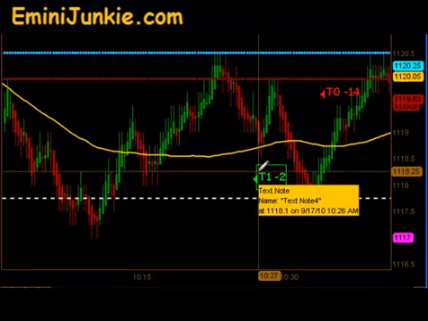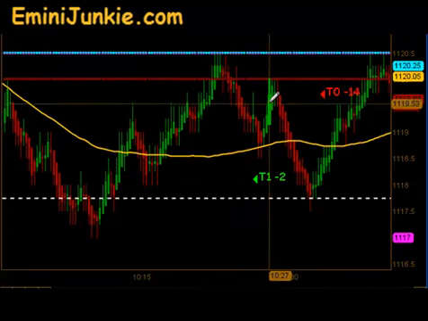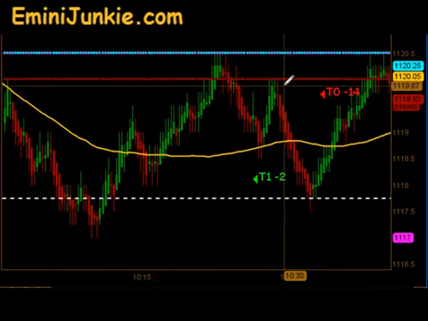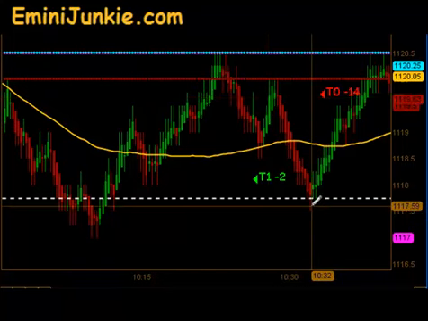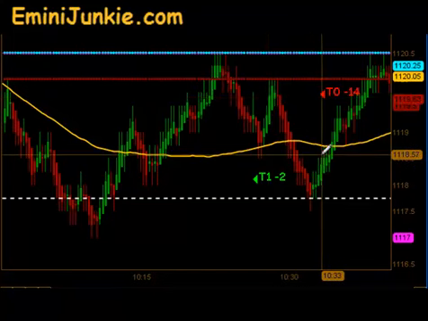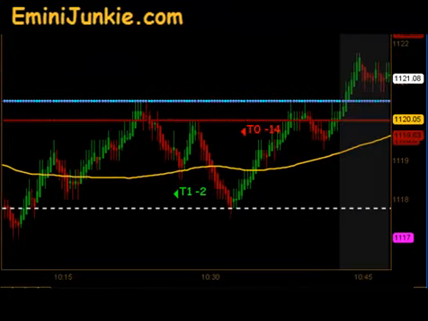Now unfortunately on the first opportunity here, you can see we got our first contract off. It didn't get the follow through we were looking for. We ended up with a T1 minus 2. The market came back down to that pivot. We had a signal, we had to take it. Unfortunately that was a T0 minus 14 stop out on that particular move.